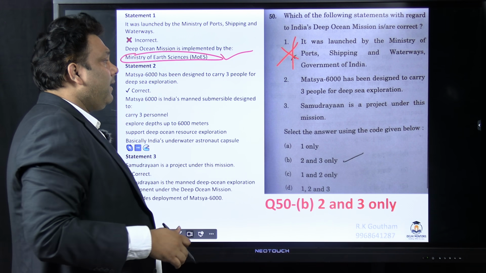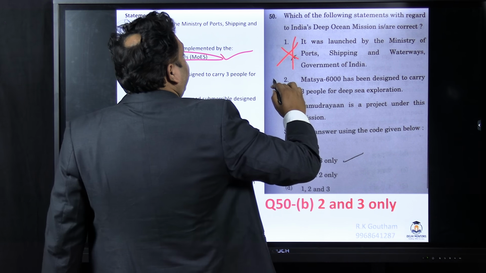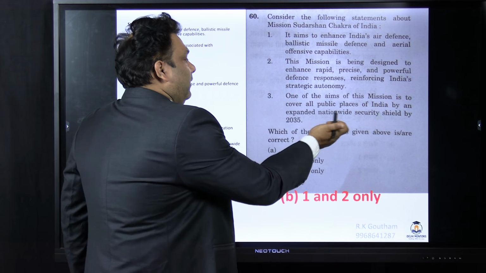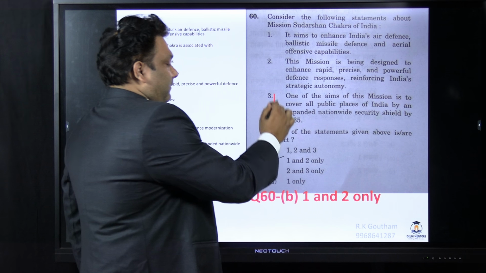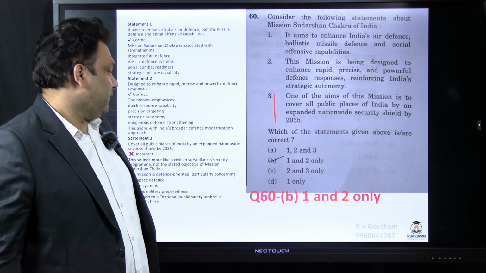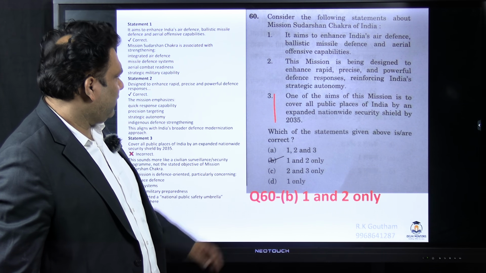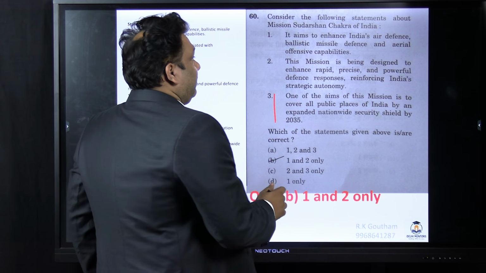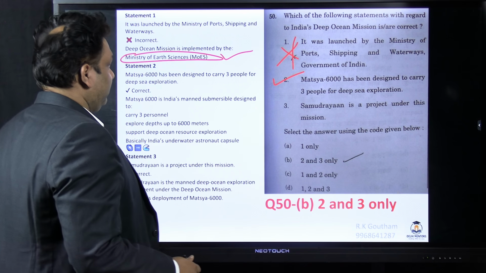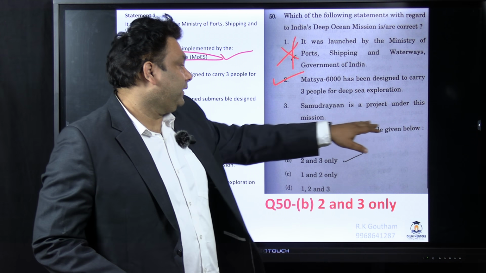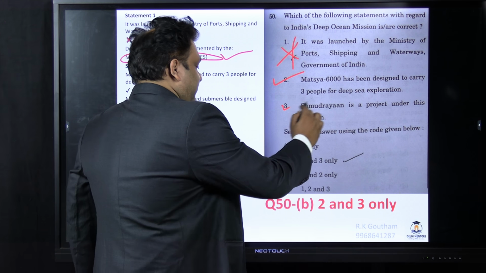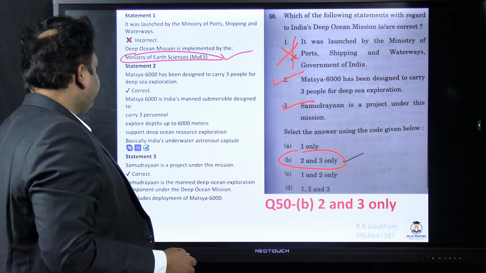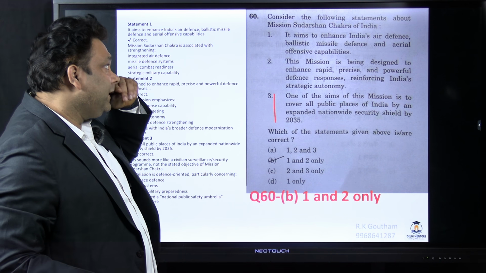Ministry of Earth Sciences only launches such kind of things. Next, Matsya 6000. Okay, designed to carry 3 people. Okay, and it's also called as Samudrayan. Okay, this is also right statement. Sorry, one of the aims of the mission is to cover all the... Samudrayan is the project under this mission. Okay, this is also right statement. The answer is 2 and 3. Now look at the next question here.